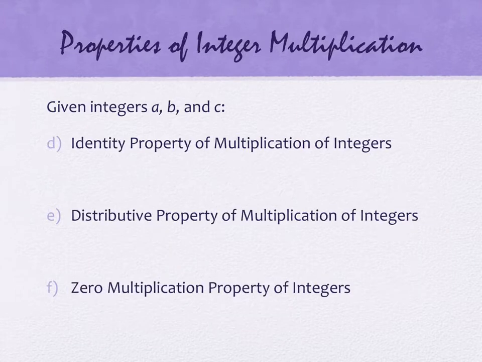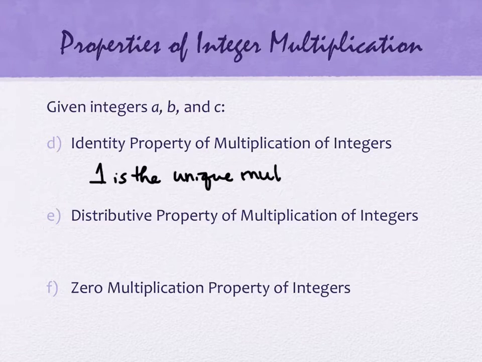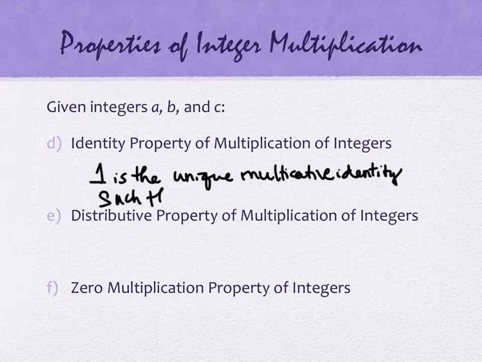I mentioned this before we started today, the identity property. The identity property says that there is a number that if you multiply by it, you don't change the value. And in fact, on your last test we did that for whole numbers. That number is 1. 1 is the unique multiplicative identity. Okay, so we call it a multiplicative identity. I'll write it here just so that you have it written down in your notes. Such that 1 times A equals A times 1, which is equal to A.